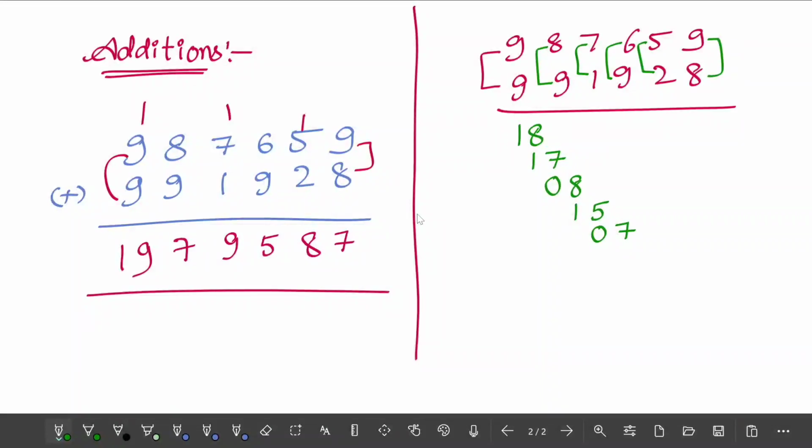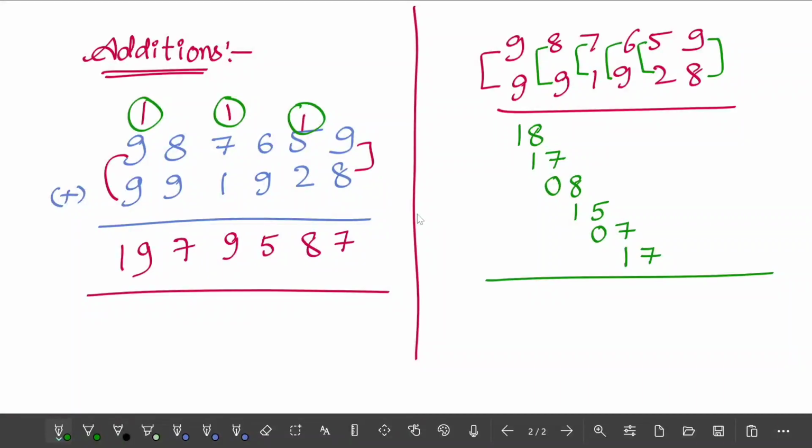One number must come outside. 9 plus 7, 9 plus 8, what is it? 17. Sir, 1 remains here and 7 goes out. That's all. Over. And there is no need to carry the numbers like this.